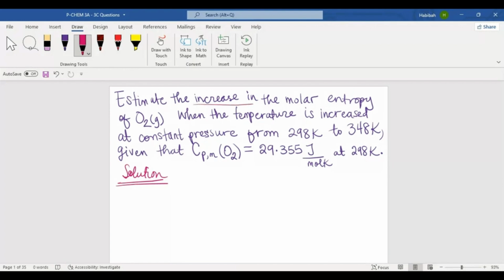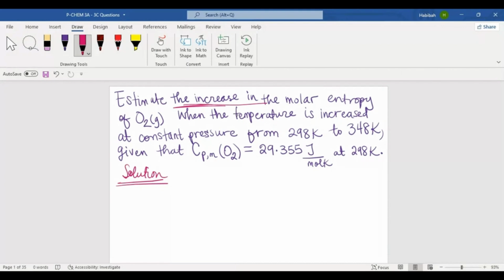So to solve this, the first thing you have to do is understand what you're asked to solve for. They didn't ask us to find the molar entropy of a particular value. They asked us to estimate the increase. So anytime you're asked to find an increase in something, that just means you're trying to see how much the molar entropy has increased. So you're going to be dealing with the initial molar entropy as well as the final molar entropy.